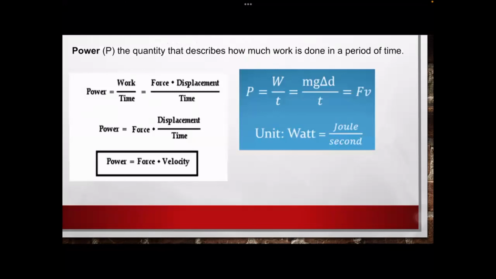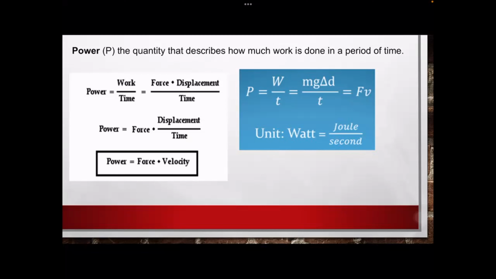Okay, next. We have the power. The power is the quantity that describes how much work is done in a period of time. So, the power is equal to work over time. And the work, gamitin natin yung formula natin, that will be force times the displacement, then over the time. So, the power can be also equal to force times displacement over the time. And also, the power is equal to the force times the velocity. So, yun yung mga formula natin.